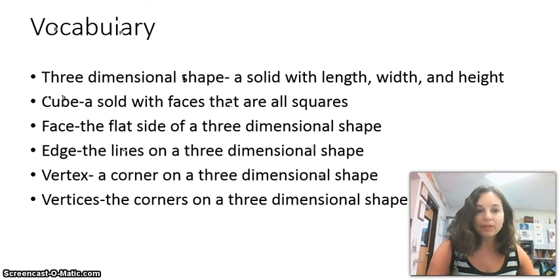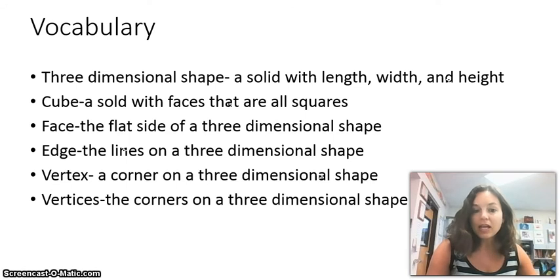We have some vocabulary words today. A three-dimensional shape is a solid with length, width, and height. A cube is a solid with faces that are all squares. A face is the flat side of a three-dimensional shape.